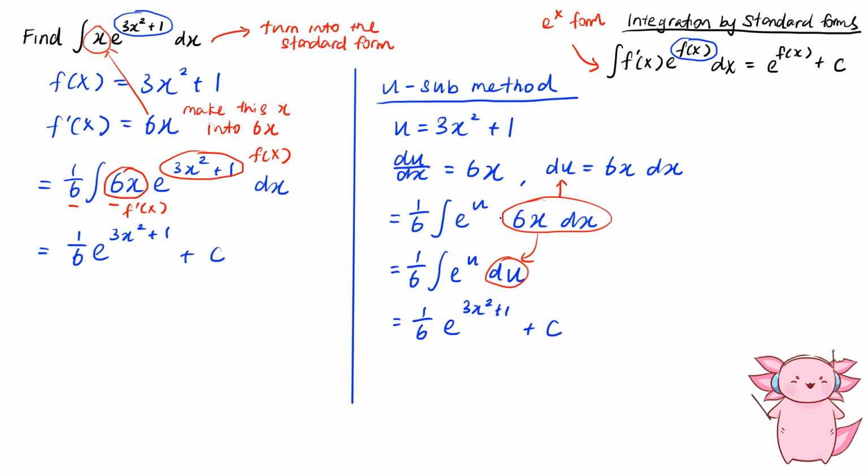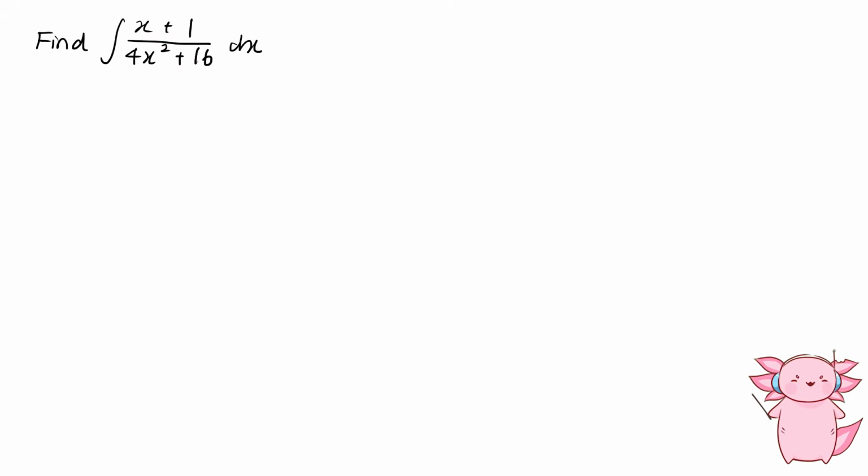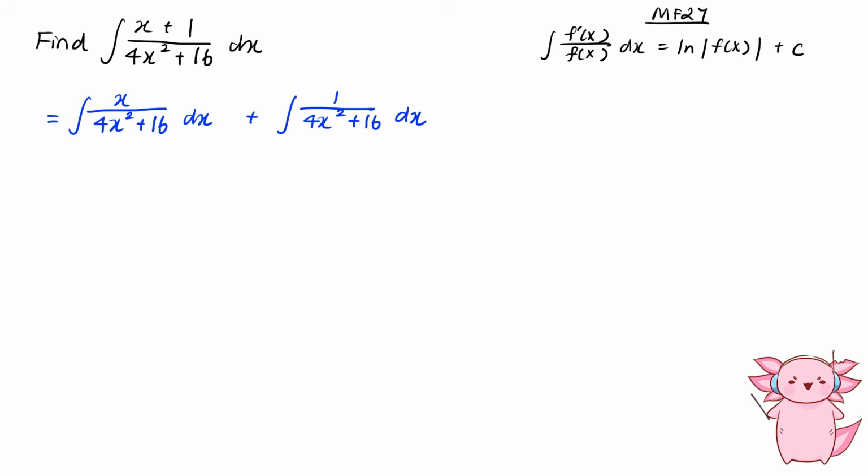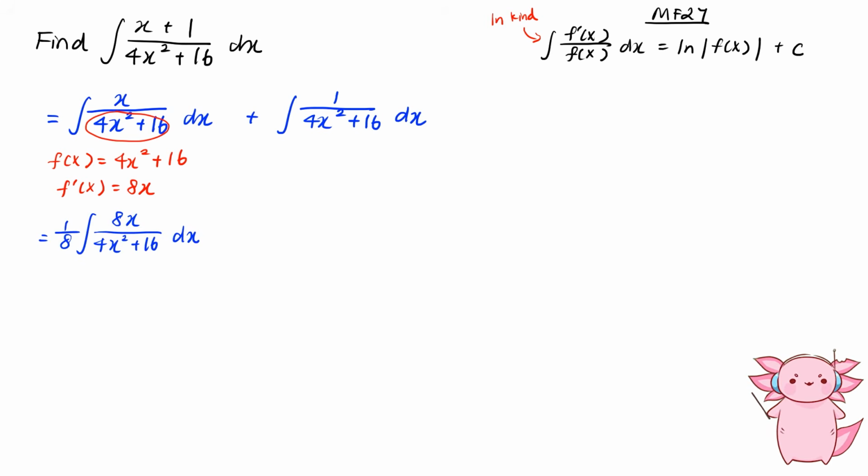This question looks a little bit tricky to integrate, so let's try to split apart these two fractions like this and like this. Introducing the second standard form, which is the f prime of x over f of x kind. So in this case, f of x equals 4x squared plus 16, and f prime of x equals 8x. So again, using the same trick, we multiply 1 over 8 on the outside, and this becomes 8x, and after integrating it, we can get 1 over 8 ln of 4x squared plus 16.